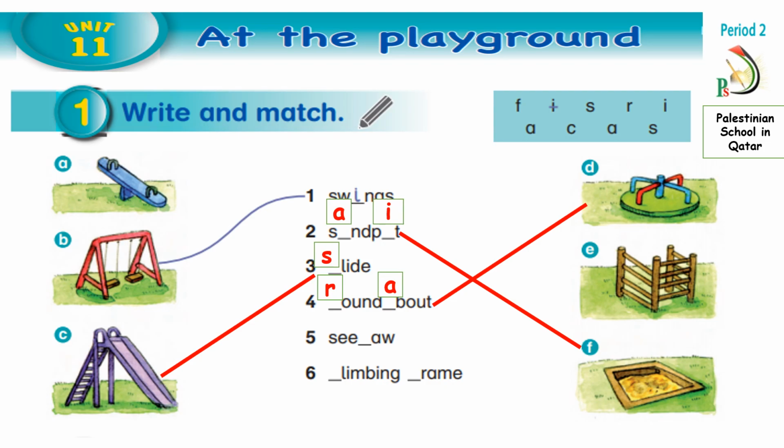The next one, C. Write the missing letter. Now check your answer. C saw. This is picture A. Excellent. And number six. Now check your answers. Climbing frame. Excellent. And this is picture E. Great job. Thank you.